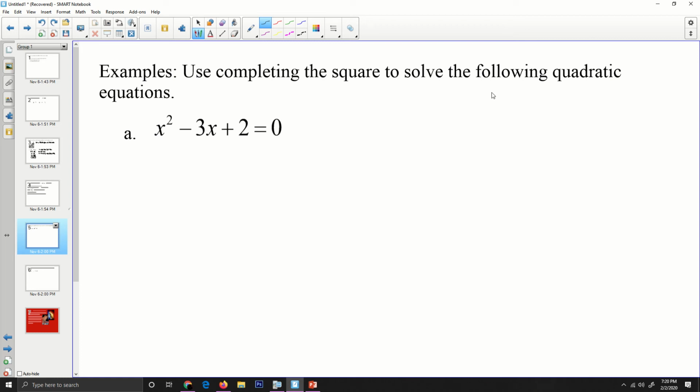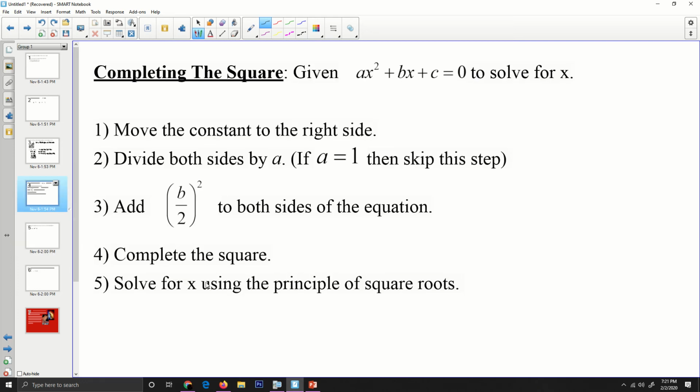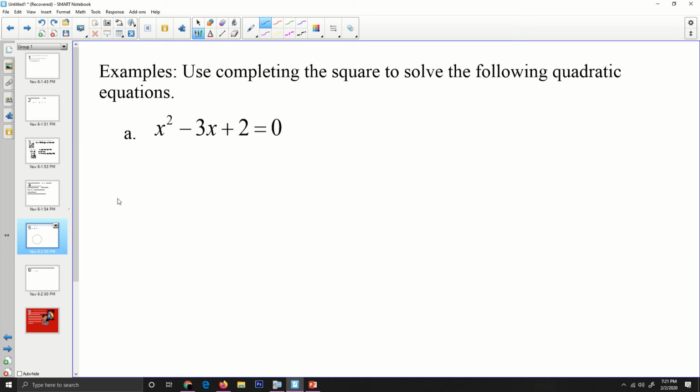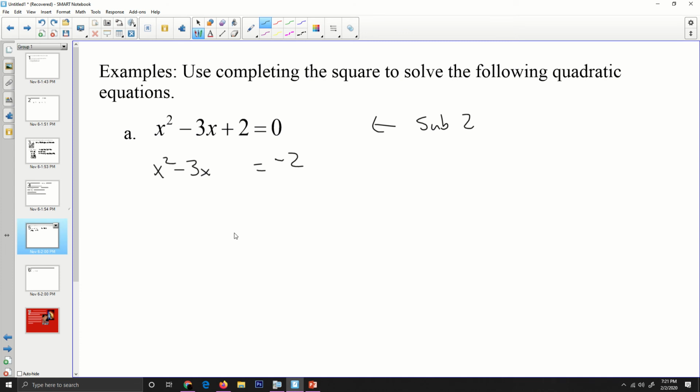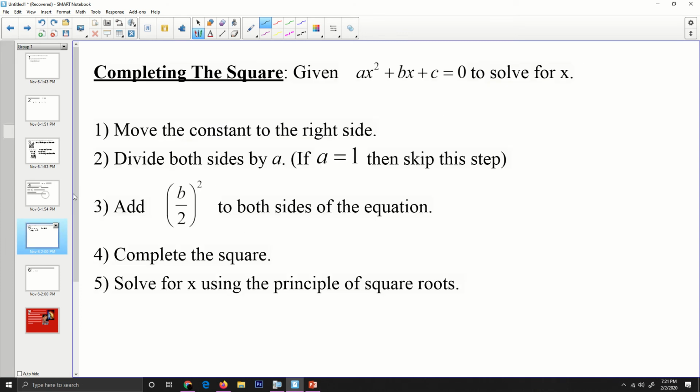So I want to use completing the square to solve the following quadratic equation. Following this set of steps, we're going to move the constant to the right. So here I'm going to subtract 2 from both sides. We're going to say "from both sides" from now on, so it's just subtract 2. So we'll go x squared minus 3x is equal to negative 2 here. And then since a is equal to 1, we can skip that step.